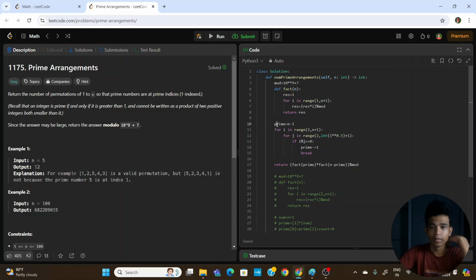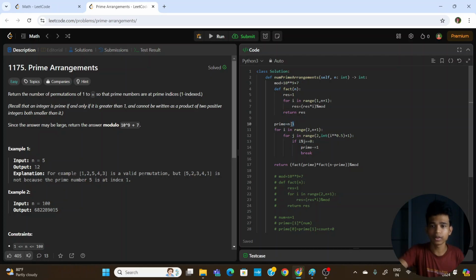Fine. Then prime is equal to n minus 1, for i in range of 2 comma n plus 1. I'm just passing from 2 to n plus 1. Now for i in range of 2 comma int of the square root, I'm taking the square root, and if any number divides this i value, then it is not a prime number, right? So I will subtract 1 from the prime count. You may ask, why are we doing n minus 1? If n is 5, why am I taking the initial prime count as 4? Because 1 is not a prime number, right?